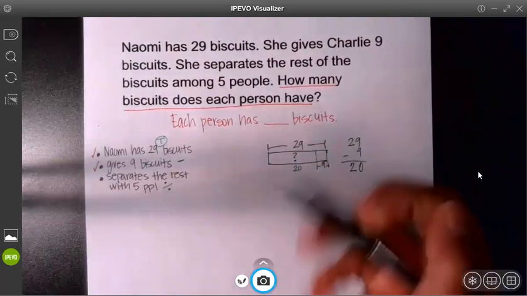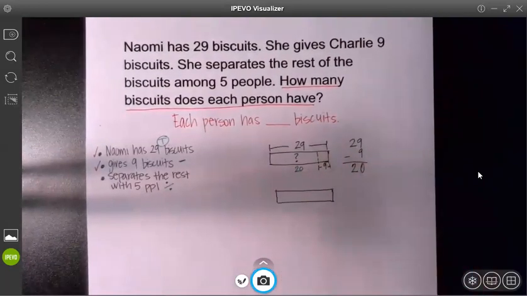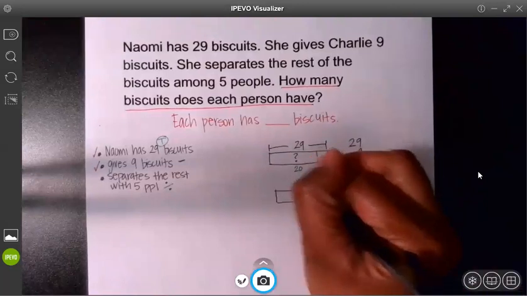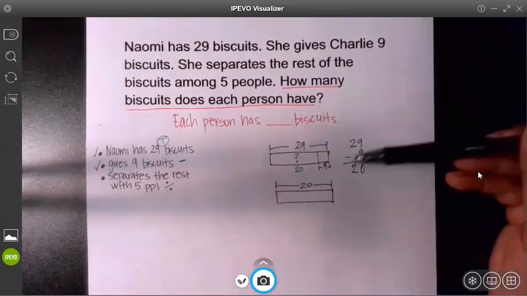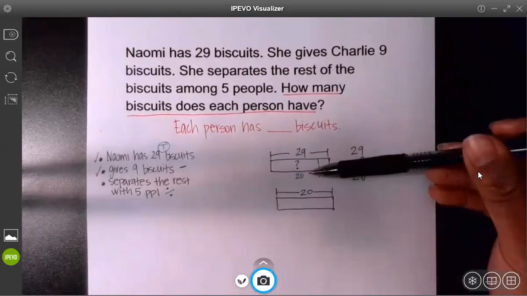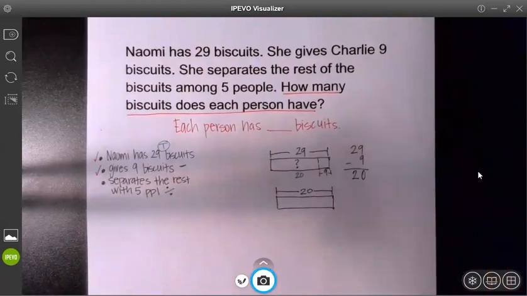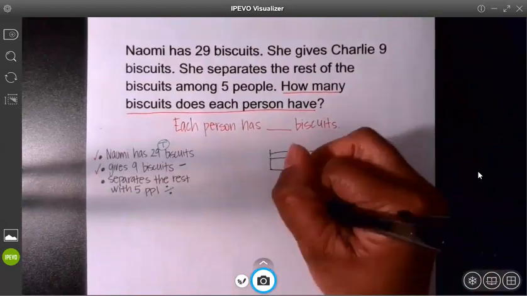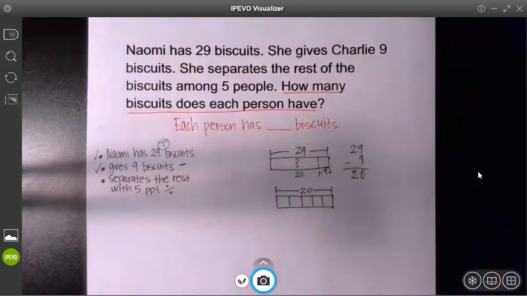So let's go ahead and draw a bar model. And now our new total becomes 20 because we solved the first step to seeing how much she had left after she gave 9 away. And it says she separates the rest with 5 people. So that means we're gonna have to separate this into 5 units. And those 5 units represent the 5 people.